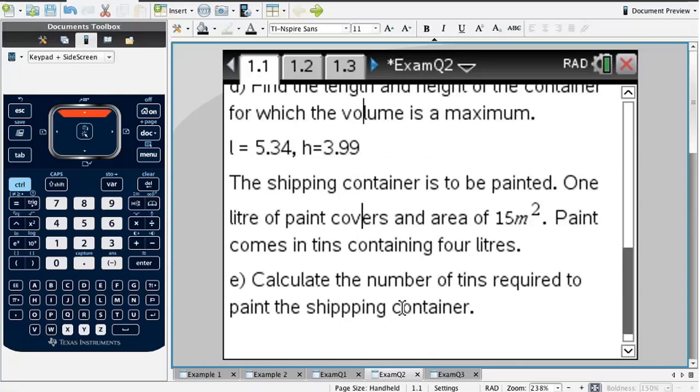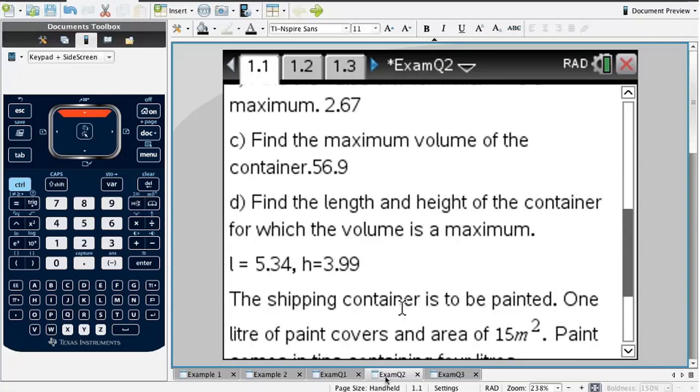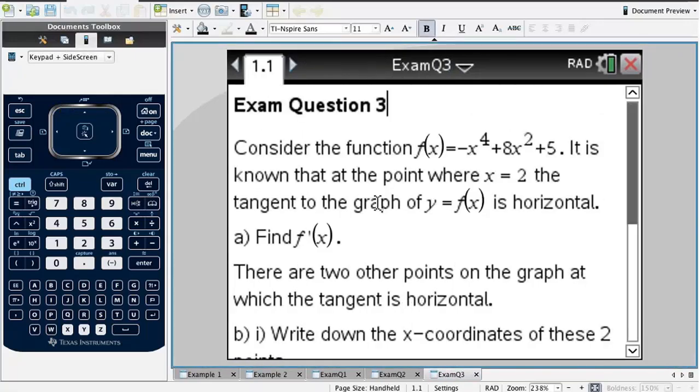We'll leave the next bit for now. And then exam question 3. Consider the function f(x) equals negative x to the 4 plus 8x squared plus 5. It is known that at the point where x equals 2, the tangent to the graph is horizontal. So find f dash x, so that's obviously negative 4x cubed plus 16x.